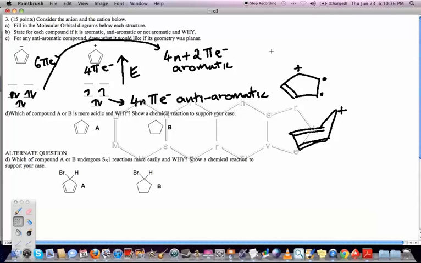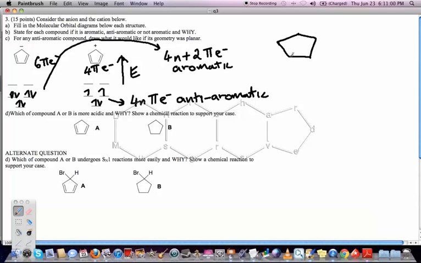There are 2 possibilities for part D that you need to be prepared for. First of all, which compound, A or B, is more acidic and why? Show a chemical reaction to support your case. So what you would do with this part D is it's asking about acidity. Acidity is about how much H plus a compound will form when you dissolve it in water. So what happens is that something, usually a base, will take this H, and that will leave H plus, and then some kind of anion.